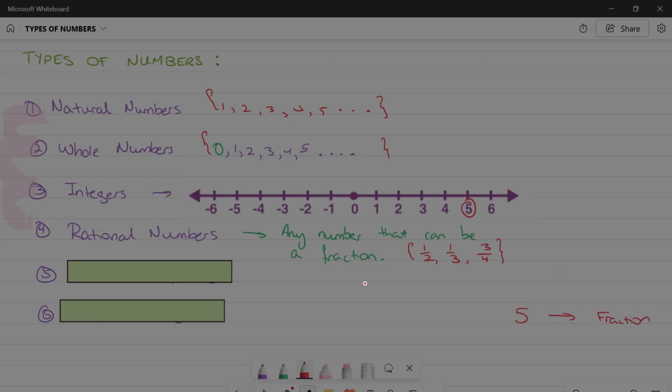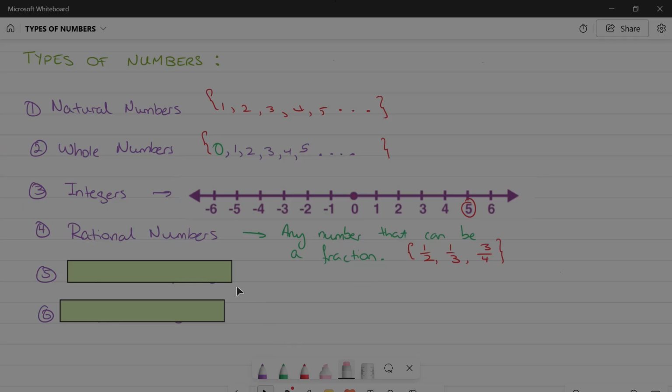To convert any whole number to a fraction, we simply place it over 1. So since we can convert every number here to a fraction, all integers are considered rational numbers. In other words, rational numbers include all integers, all whole numbers, and all natural numbers, because they can all be converted to fractions by simply placing them over 1.